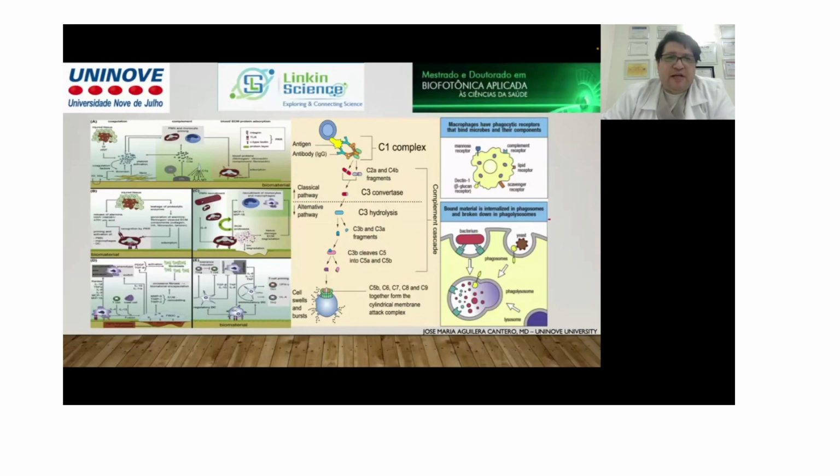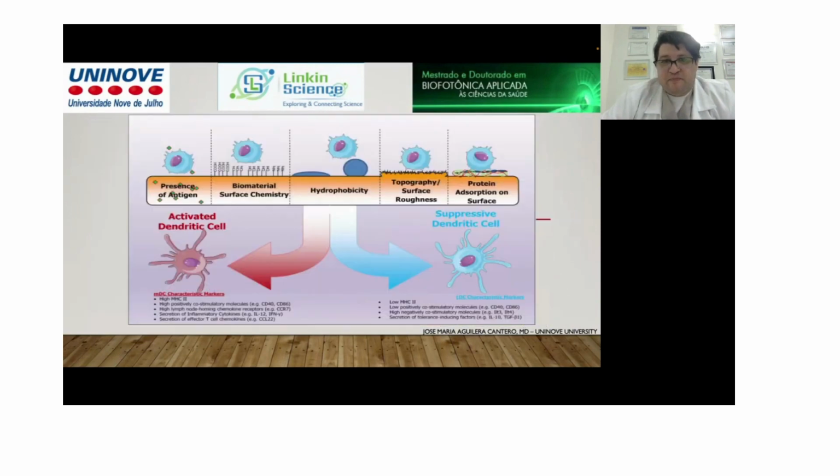Also, we can see here that the foreign body reaction starts with the complement cascade activation of the C1 complex, passing through C2, C3, and provoking swelling cells and bursts that try to converge in order to phagocytate the foreign body. The foreign body is a substance that is not recognized by the body as self-made.